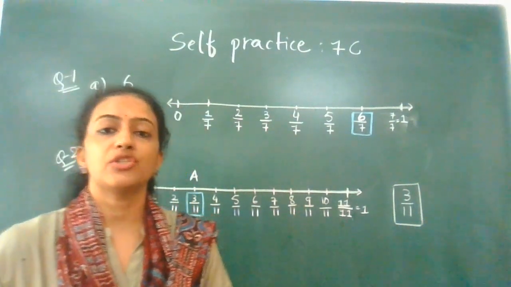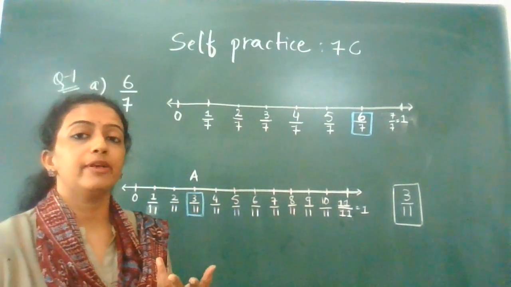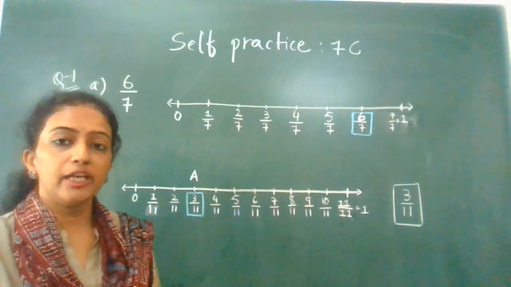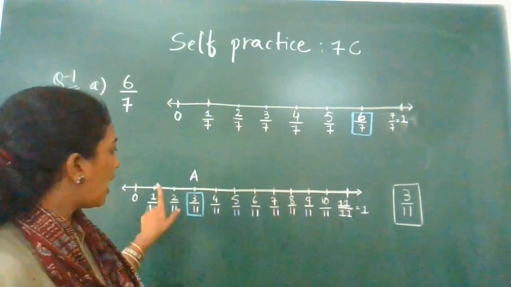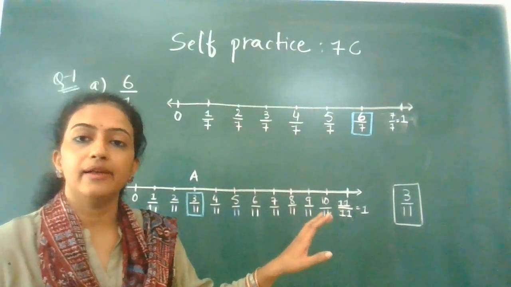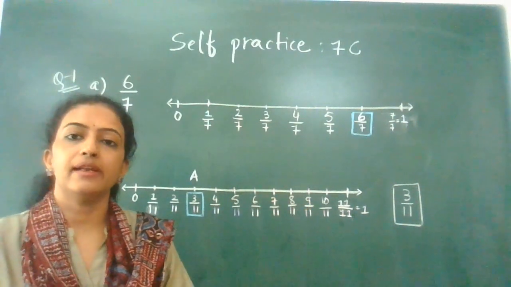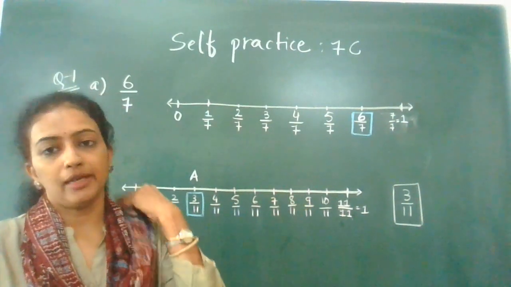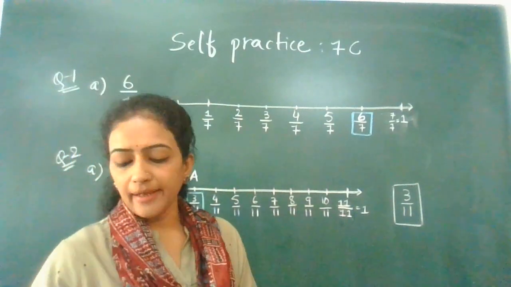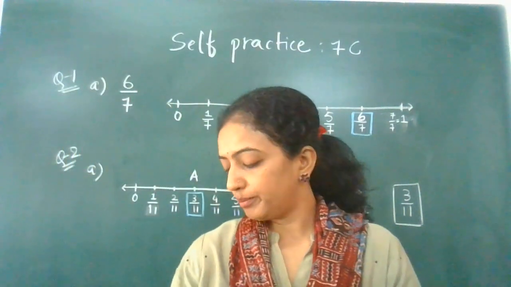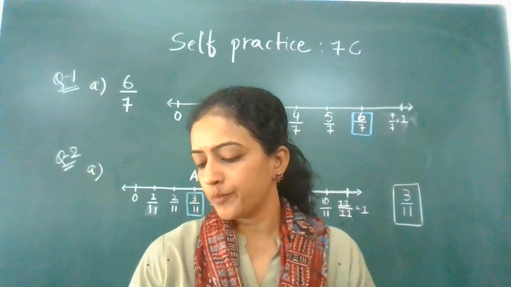Okay. Again I am repeating how to know what the denominator will be. To know the denominator, you have to count how many parts your number line is divided into. In as many parts as it is divided, that will be your denominator. Okay. Now I have done A for you, B you have to do on your own.